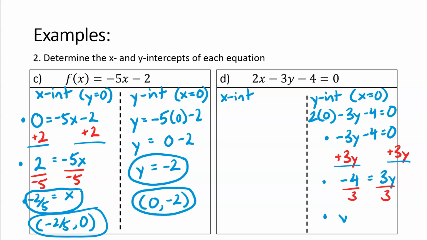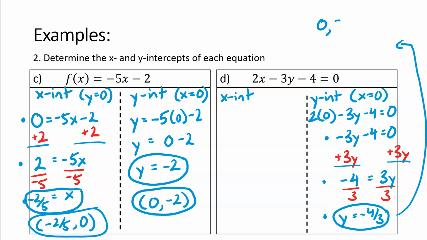And I'll have y equals negative 4 over 3. That's my y-intercept. You can write it as an ordered pair. I'm just going to leave it like that for now. Or why not? As an ordered pair, this is (0, negative 4 over 3).